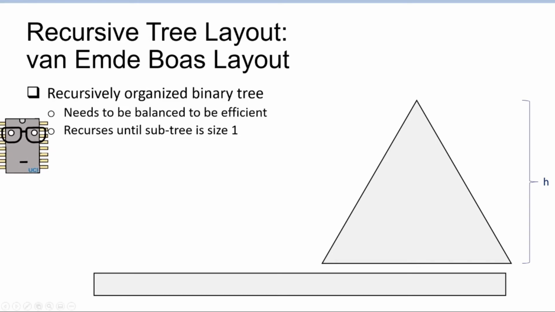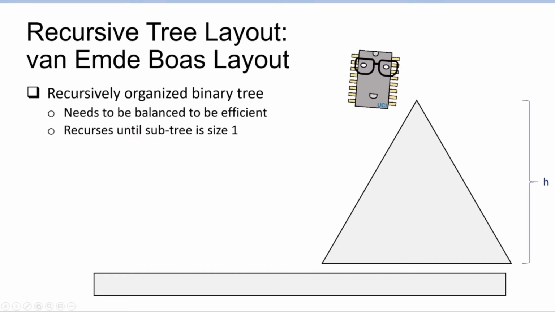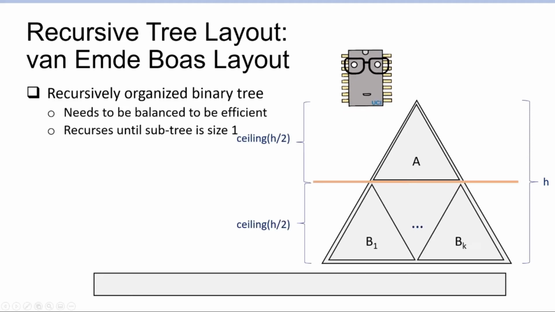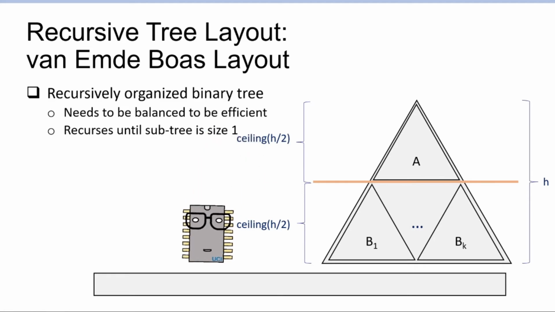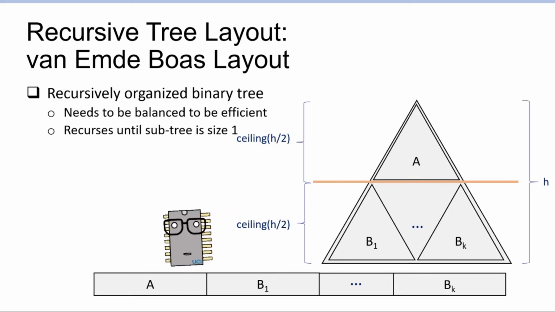So we start from a tree of height h that we see here, and the implicit memory layout you see on the bottom. We're first going to chop the tree into halves so that the height of the upper tree becomes h divided by 2, and the height of the lower trees becomes h divided by 2. And this will be encoded in memory as such. Top tree A goes here, lower trees B1 to BK go to the right.